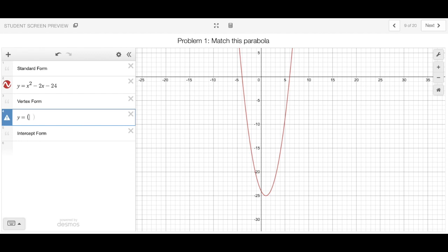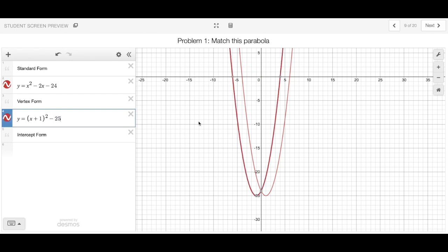Y equals, if it's at 1, it would be x minus 1 squared. And then it's negative 25, it would be minus 25. And look, it lines up. If I got this wrong, let's say I put x plus 1 squared, which is a common mistake, minus 25, I would see that this would not line up, and therefore it's not the right equation. So you have a way of checking your own work.